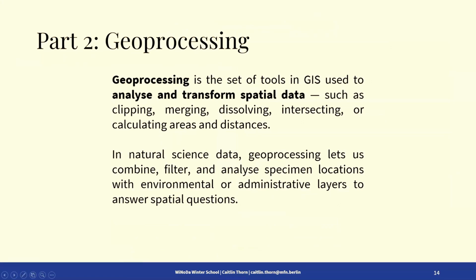Now we'll have a look at geoprocessing. Geoprocessing is the set of tools in GIS used to analyze and transform spatial data, such as clipping, merging, dissolving, intersecting, or calculating areas and distances. In natural science, geoprocessing lets us combine, filter, and analyze specimen locations with environmental or administrative layers to answer spatial questions.